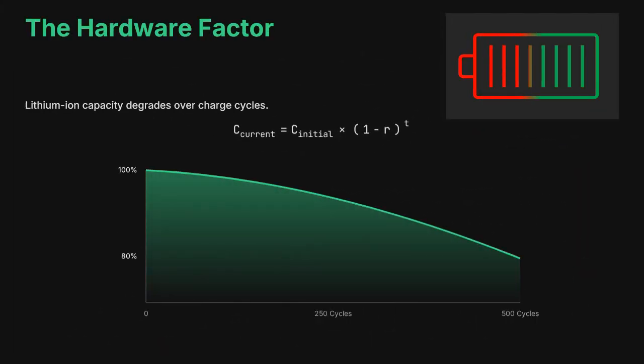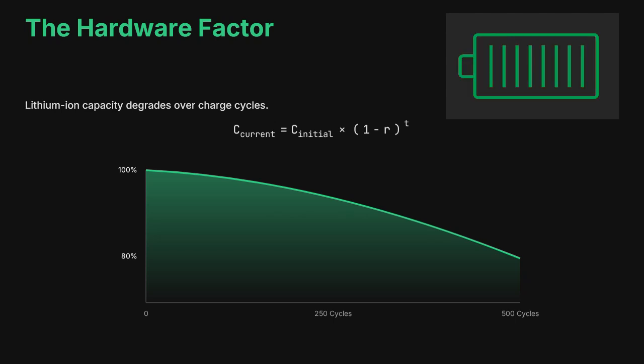The hardware factor. The foundation of our battery is the lithium-ion chemistry, and its capacity degrades over charge cycles. The formula shown illustrates how capacity decreases exponentially with time. In practice, after about 500 full charge cycles, the effective capacity of your battery drops significantly, meaning shorter battery life is ultimately a function of age and usage.